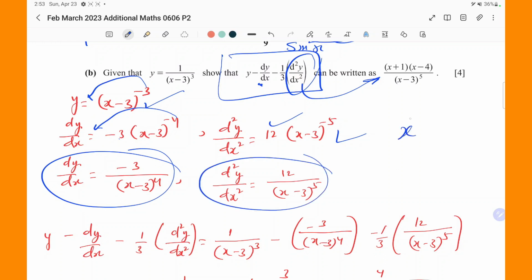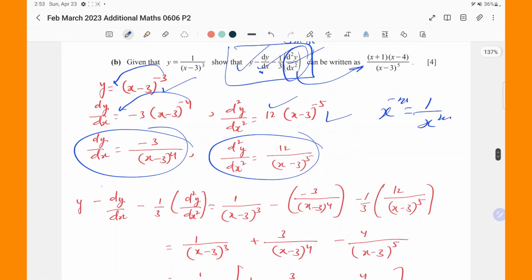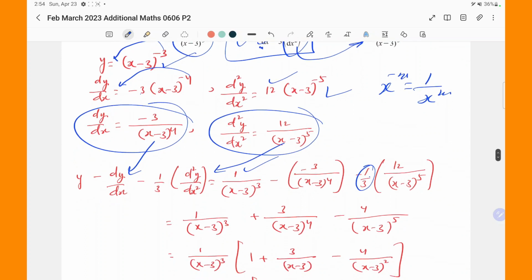You can write x to the power minus m as 1 over x to the power m. So 12 over (x minus 3) to the power 5. So we have y, we have dy by dx, we have everything. So just substitute y: you will write 1 over (x minus 3) whole cube, then minus dy by dx. So you have to write this here. So minus and minus 3 over (x minus 3) to the power 4, and minus 1 over 3 times 12 over (x minus 3) to the power 5.